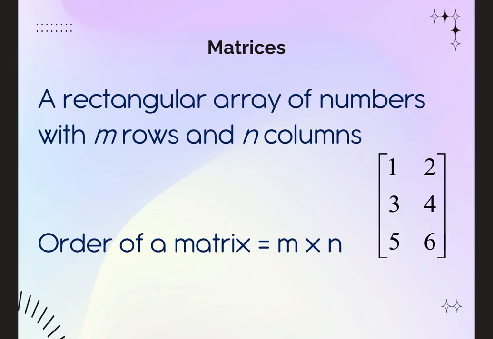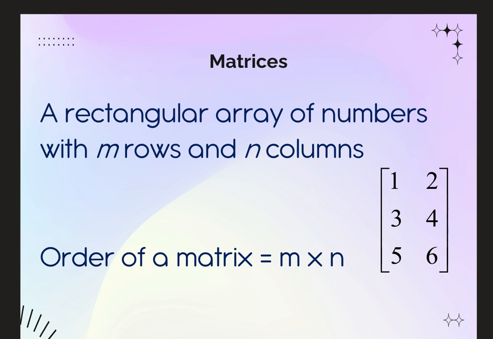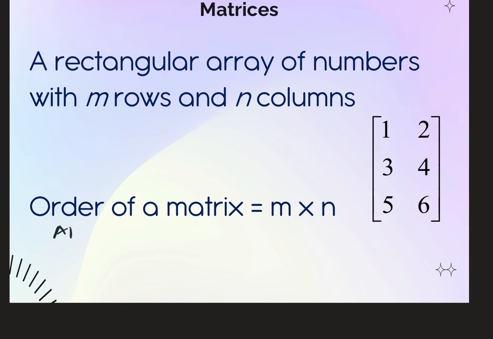Okay. What is a matrix? So it is defined as a rectangular array of numbers with m number of rows and n number of columns. There is something called the order of a matrix, which is also referred to as the dimensions. And it is the number of rows by the number of columns. And you literally leave it written out like that.